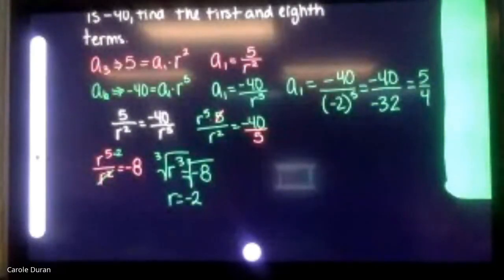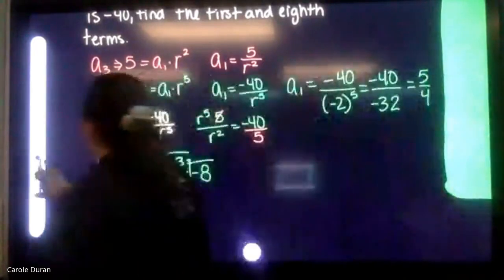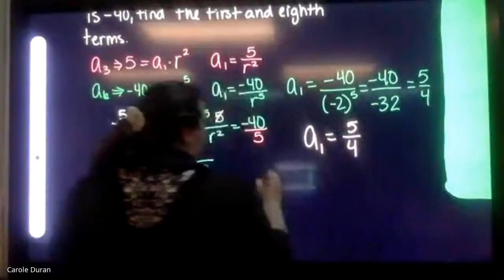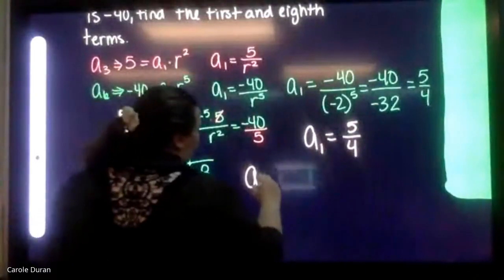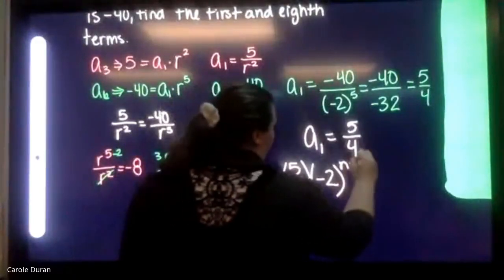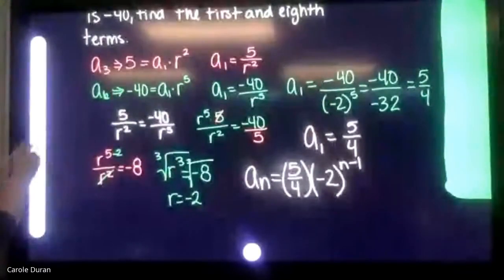Questions, concerns, or issues with that one? Am I finished with the problem? No. What do I still need to find? My 8th term. How in the world am I going to do that? Nth term formula, and then I'll just plug 8 in for n. So I found one of the things it was asking for. So I know A1 equals 5/4. Now I need my nth term formula, which tells me I take my first term times my common ratio to the n-1 power. I'm looking for the 8th term, so I'm going to plug 8 in for n.